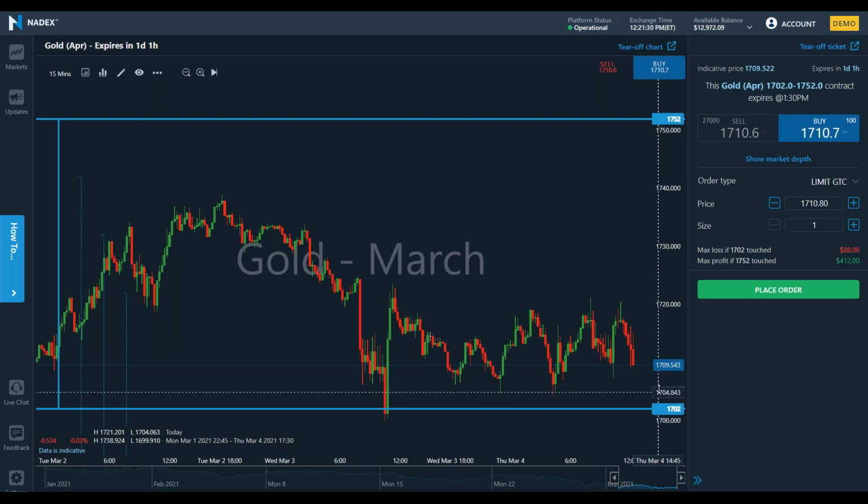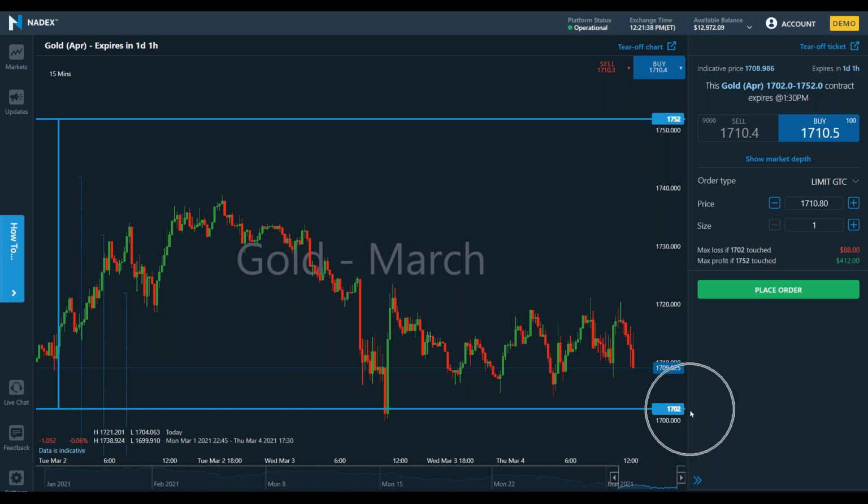And I would see, okay, here's the current price of gold. I can see the indicative price, 1709, ticking down lower. And I clearly see my knockout levels. If I were to buy this and it went down to 1702, I would get knocked out for my maximum potential loss, which is already calculated on my ticket. And my knockout boundary to the upside is clearly indicated up here at 1752.